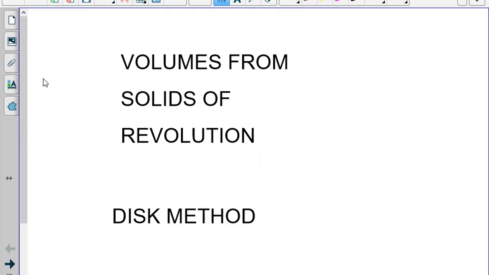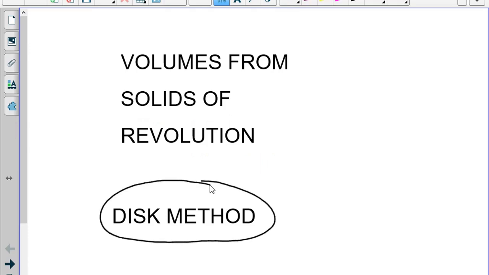Today's video is on the disk method. It also encompasses the washer method, and we'll talk about that as we move along. Tomorrow's video will be on the shell method, which is another way of doing volumes from solids of revolution. But we'll talk about when to use each method as we move on.